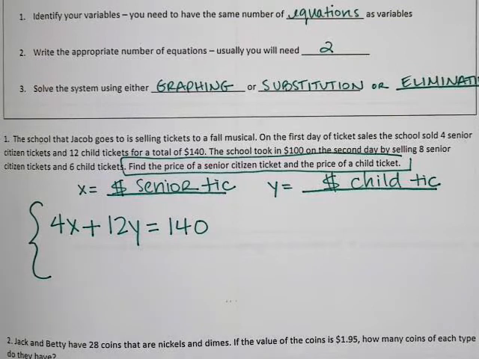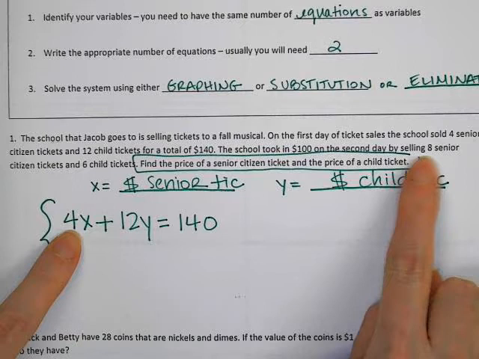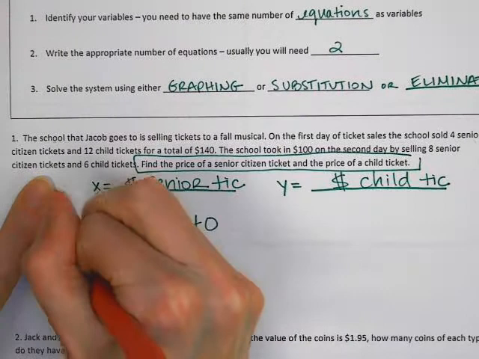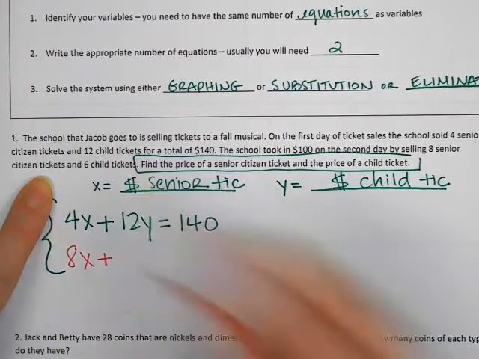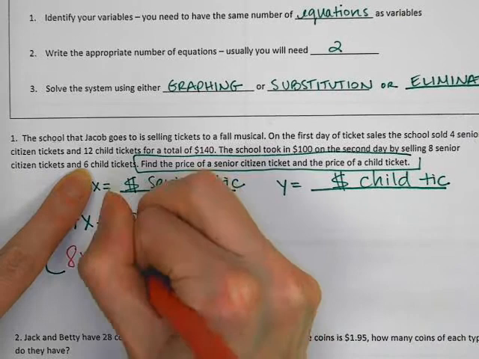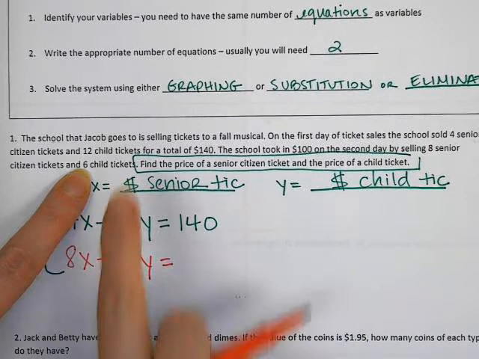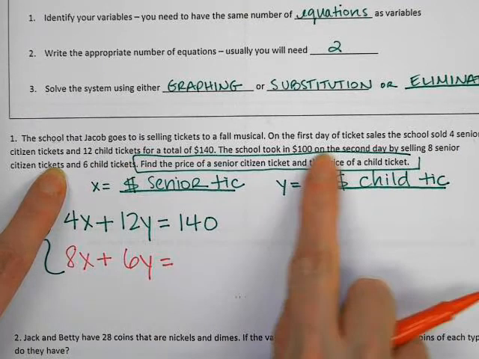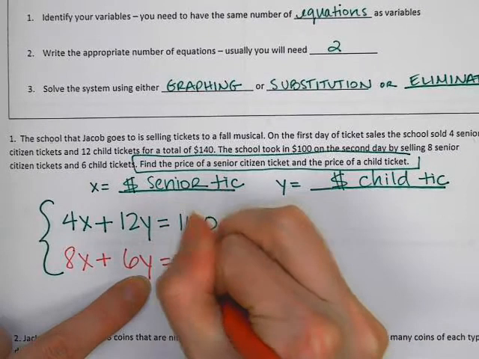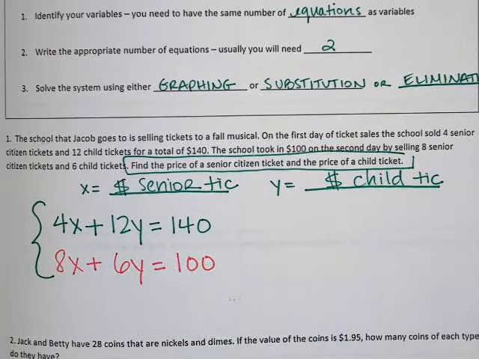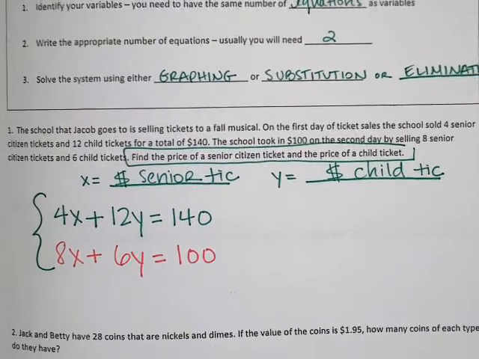Now the second sentence tells us on the second day they sold 8 senior tickets, so 8x, and 6 child tickets, so 6y. And earlier in the sentence they said the total was 100. All right, so that is our equation. Now we have to solve.